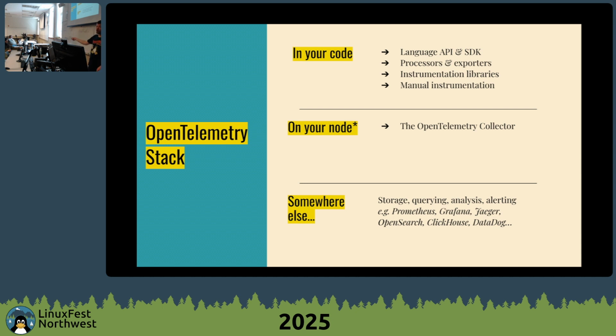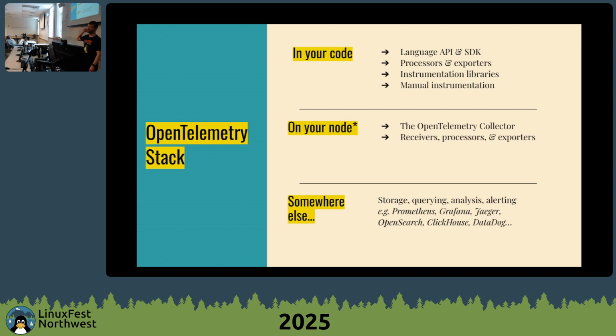Then we have on our node, asterisk, because you might not be running this as a daemon set, although you probably are. There are lots of different ways to deploy the collector, but you probably want at least one collector on every node in your cluster. That's where all the services on that node are going to send their telemetry, and then that collector is either going to send its telemetry directly to your backend, or maybe to a pool of collectors that are acting as a proxy for your backend.